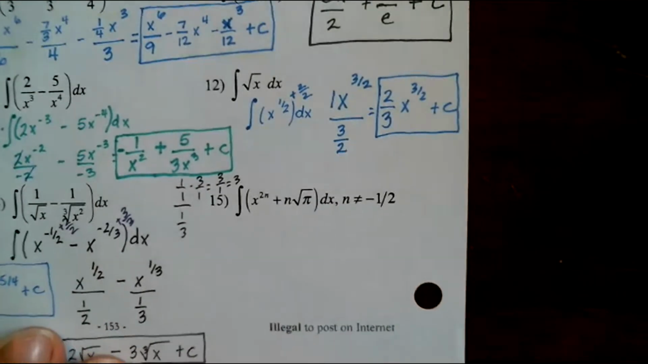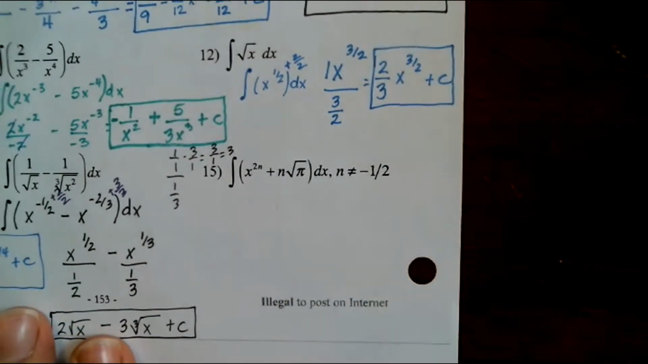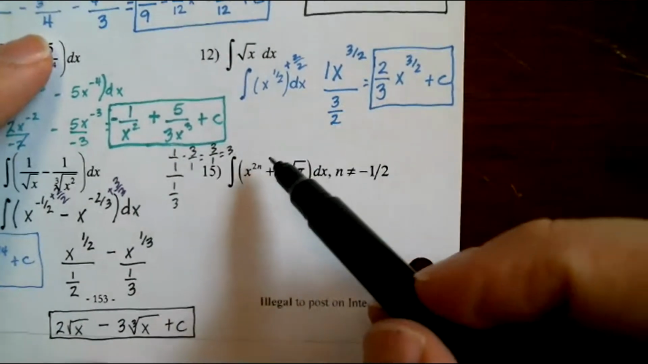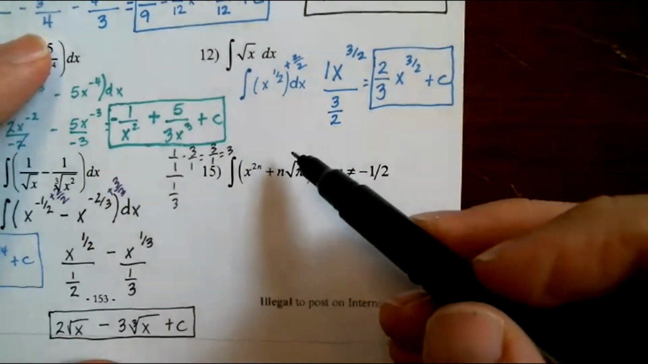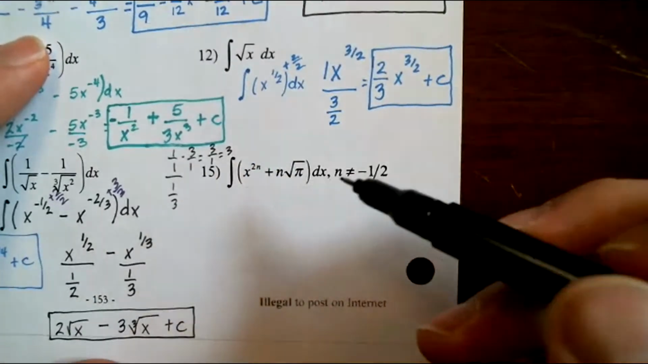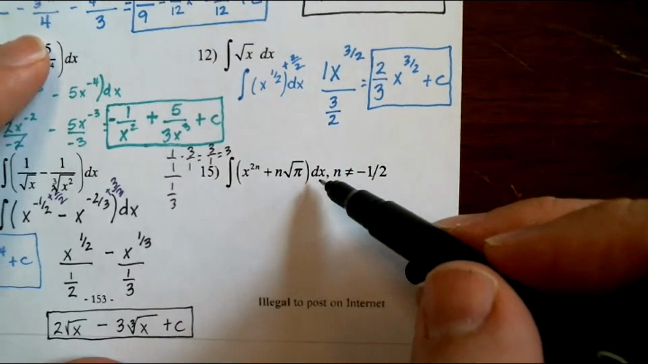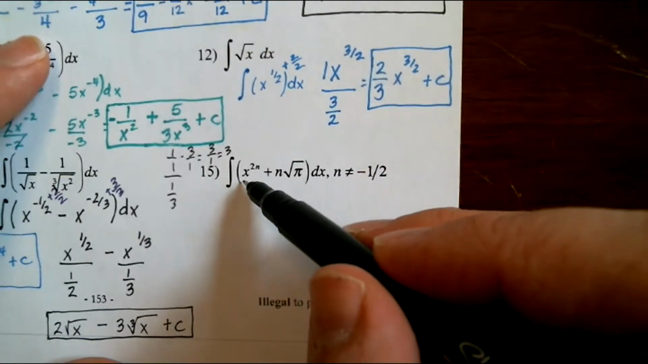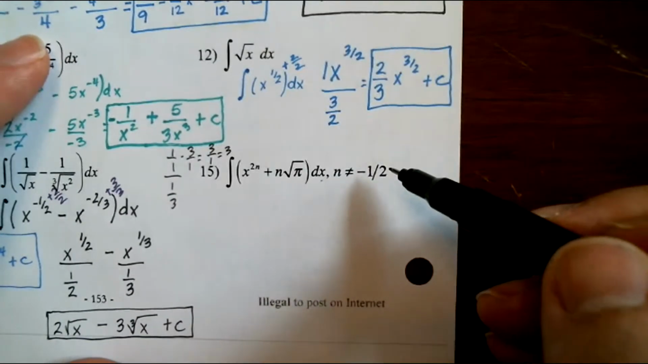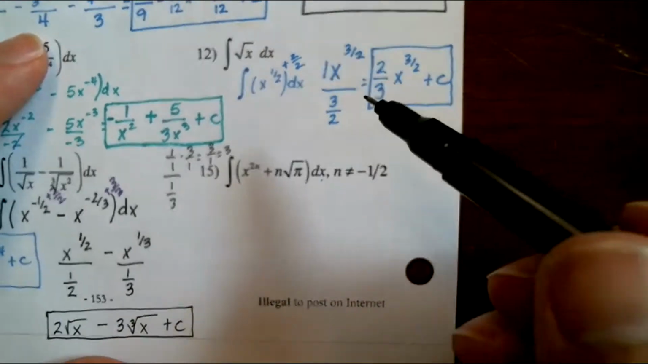All right, 15. Looking at 15, same thing here. Let's just do what we've been taught. These are basically rational exponents, so we really don't have to fight too much. We're solving it for x still, okay? So we're just doing the antiderivative for x, and it's saying n can't be negative 1/2. That'll make sense here in just a second.